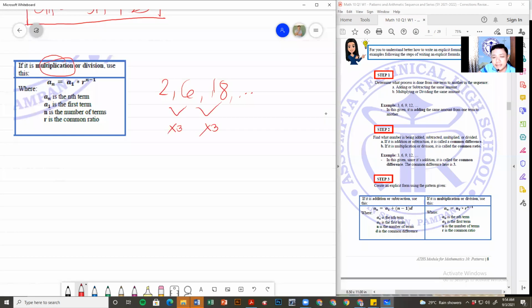So just the same process, identify the first term. That's 2. And a while ago, that was the common difference. This time, it's the common ratio because we are multiplying or dividing. So the common ratio, r, is 3. Then just substitute. We have the formula: a sub n is equal to a sub 1 times r raised to n minus 1. So again, a sub 1 and r lang ang ating gagawin.